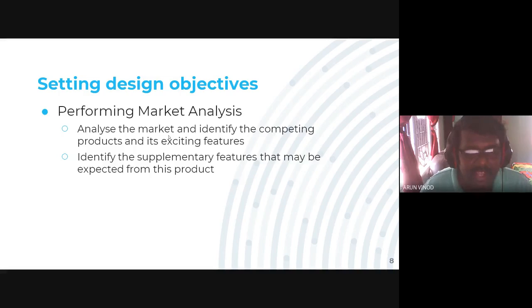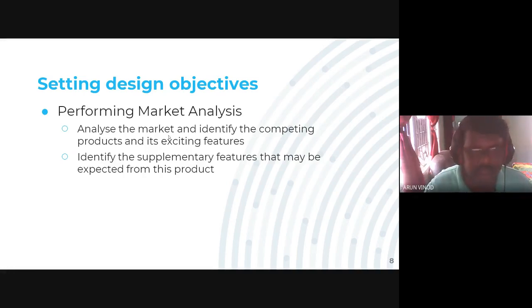Once analyzed, identify the supplementary features, that is, the better features. The existing features are already available, so beyond that, I have to identify any other excellent features, and those should be included in the design so that you can compete in the market. So identify the supplementary features that may be expected from this product.